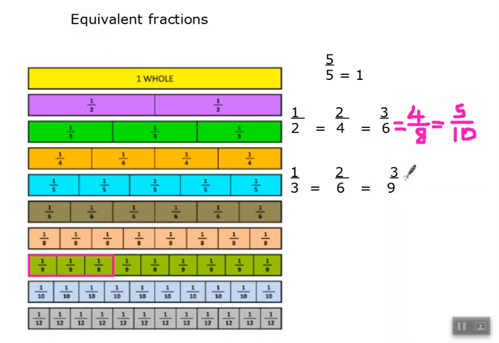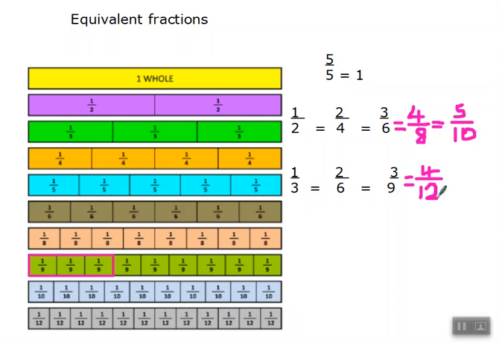Let's try it down here. What have we done here to get these numbers? So here we have multiplied 1 by 2 to get 2, and we've multiplied 3 by 2, which gives us 6. Here we've multiplied 1 by 3, which gives us 3, and we've multiplied 3 by 3 to give us 9. So to find the next one, we are going to multiply 1 by 4, which gives us 4, and then we are going to multiply 3 by 4, which gives us 12.